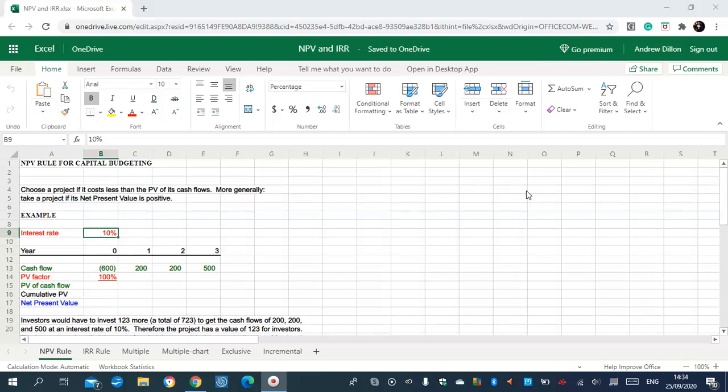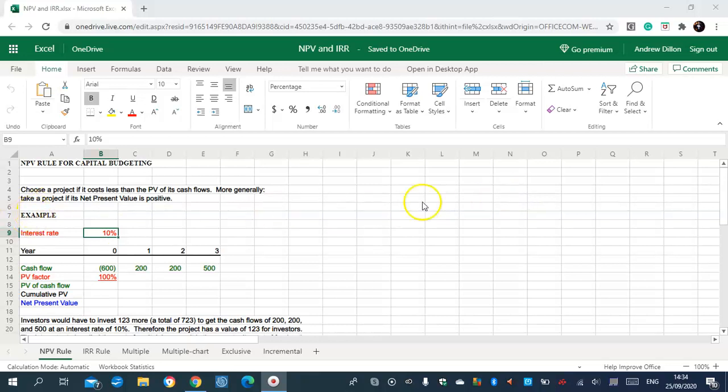Everybody, good afternoon. This is a financial Excel spreadsheet about the net present value and also about the internal rate of return. This is more to do with finance and also to do with capital budgeting as well.